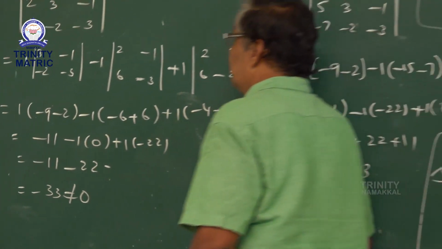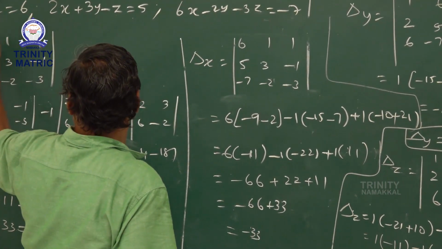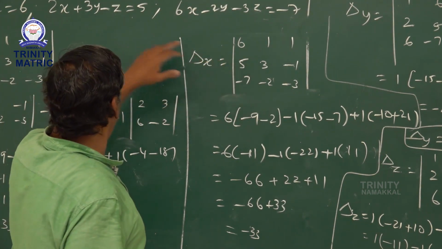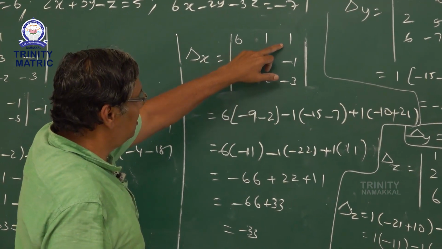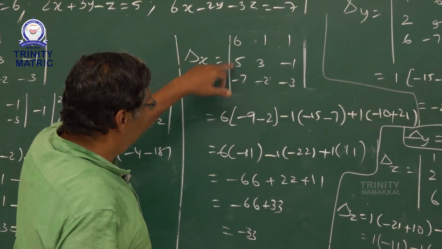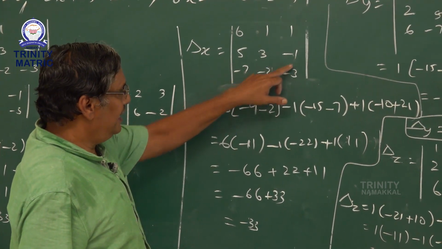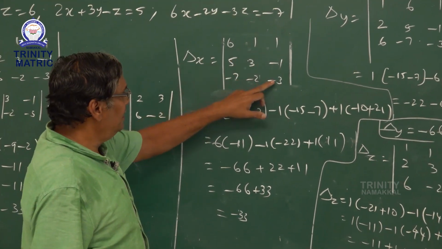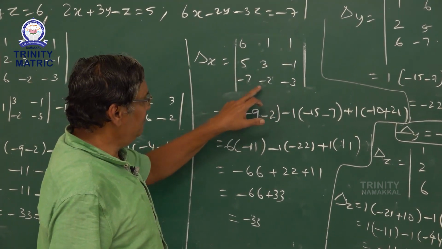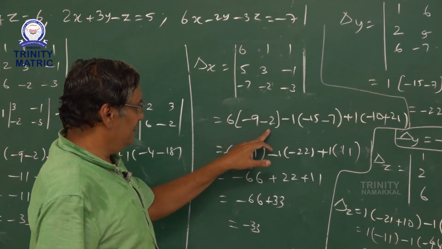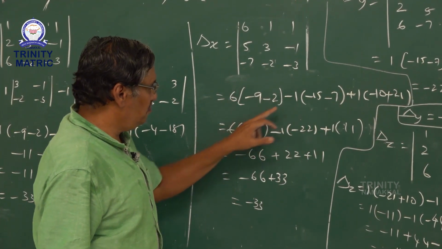How will we find it? Our next step is to find del x. What do you have to do? You have to leave the coefficient of x, 1, 2, 6. Instead of that you have to put b, that is 6, 5, minus 7. Then the coefficients of y and z. Likewise, we have to find the determinant value. How will we find it? You have to write 6 minus 9 minus 2. Likewise, minus 1 minus 15 minus 7. 1 minus 10 plus 21, minus 11 minus 22 plus 11. That's the same thing. 6 minus 1.